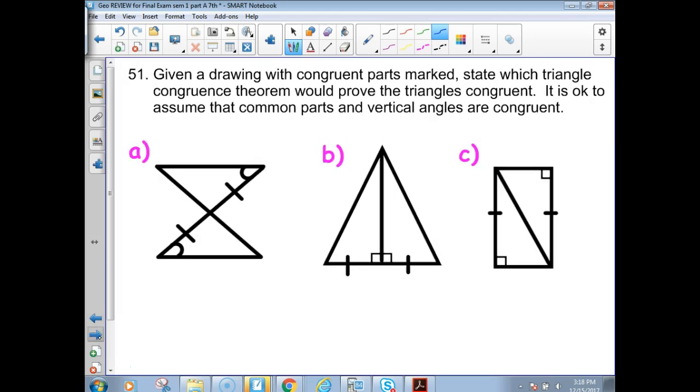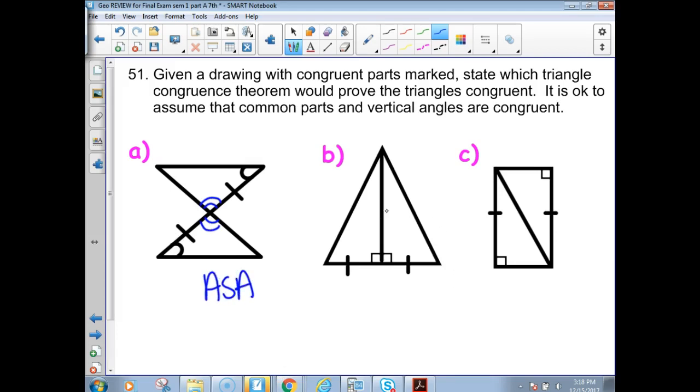Okay, 51. Given a drawing with congruent parts marked, state which triangle congruence theorem would prove the triangles congruent. It's okay to assume that common parts and vertical angles are congruent. All right, so let's mark the vertical angles first. And now I look at it and I say I see an angle, a side, and an angle. ASA.